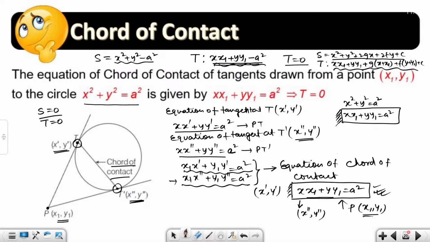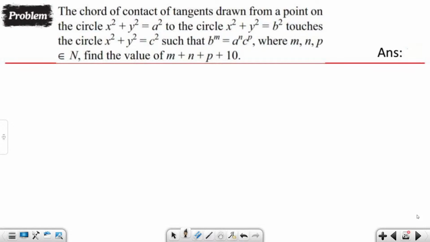Okay, let me take some problems based on this concept. See this question. The question is: the chord of contact of tangents drawn from a point on this circle. So from a point on this circle, let me draw the circle first.